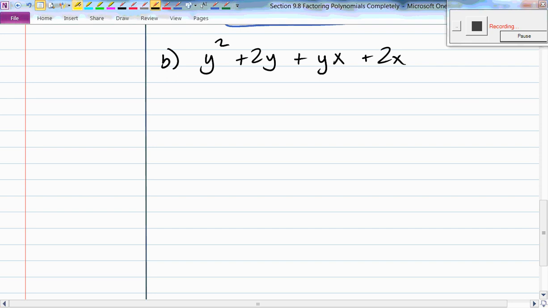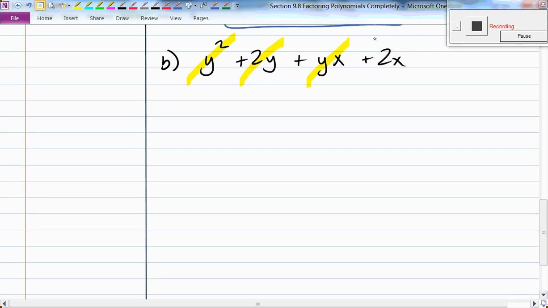Okay. How many terms do you see here? 1, 2, 3. I have 4 terms total, correct? So if I have 4 terms, what am I thinking about? Factoring by grouping. Good. So I'm going to group the first two, and I'm going to group the last two.